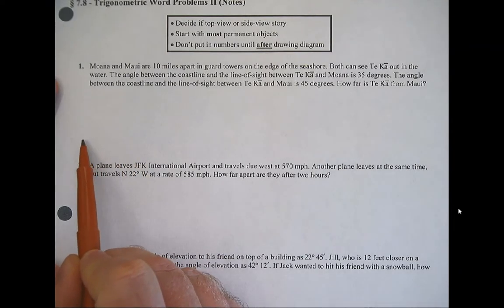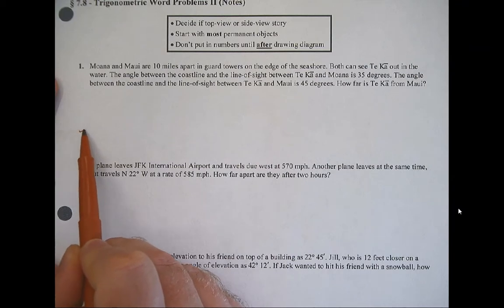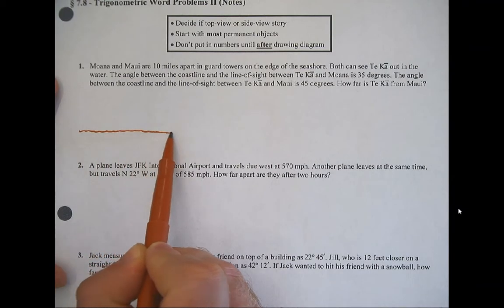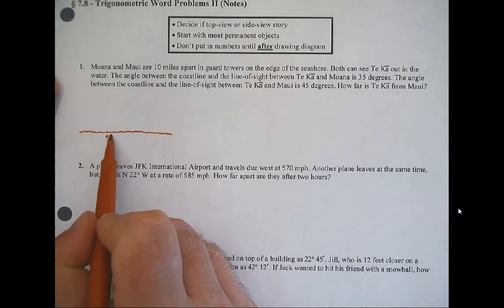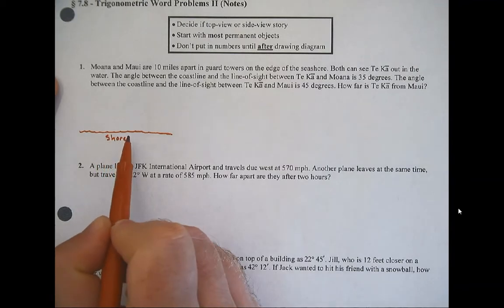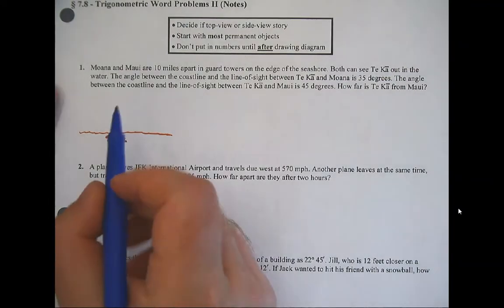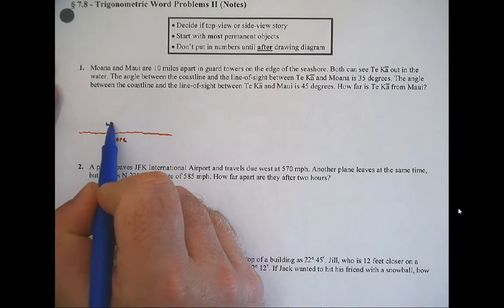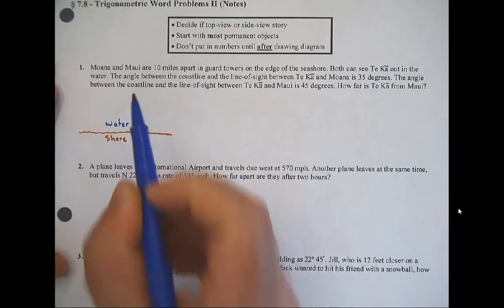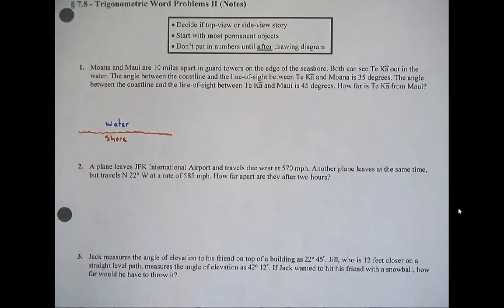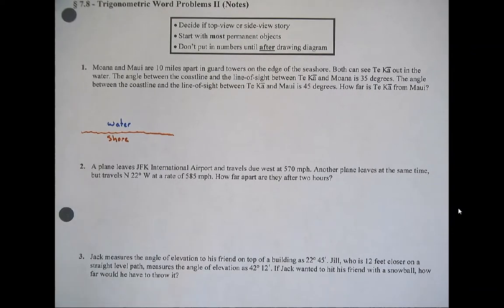This will be the shore. Now, the next thing we said was there was water. So this side will be the water. I would say the next most permanent things after the water and the shore is the guard towers. Those are tougher to knock down. Taka could move away, but the guard towers are going to be pretty permanent.